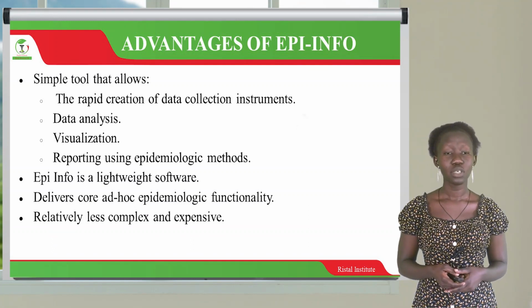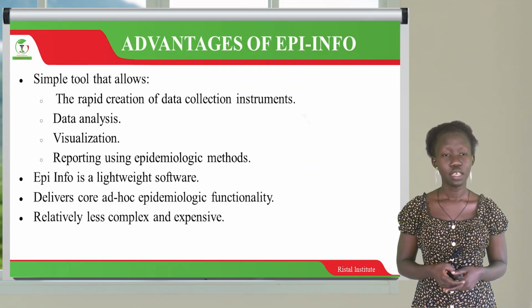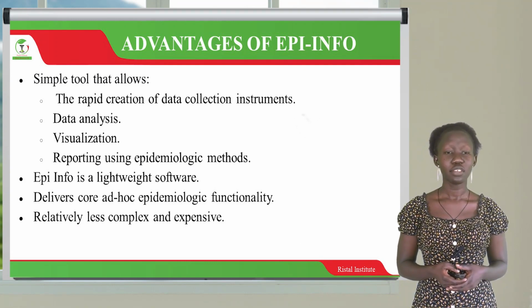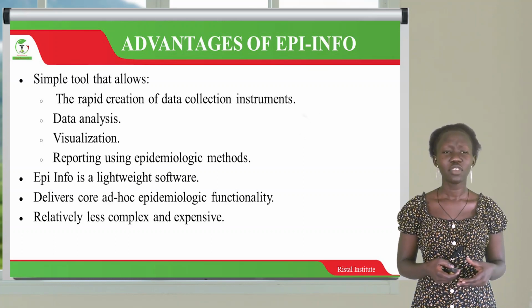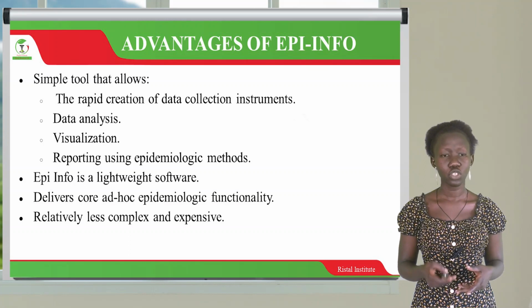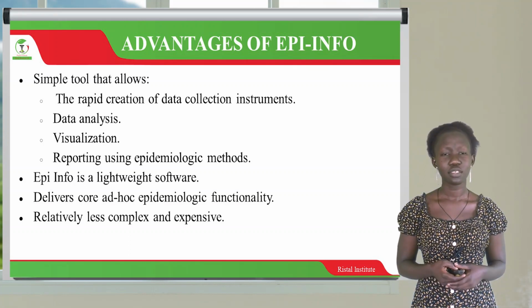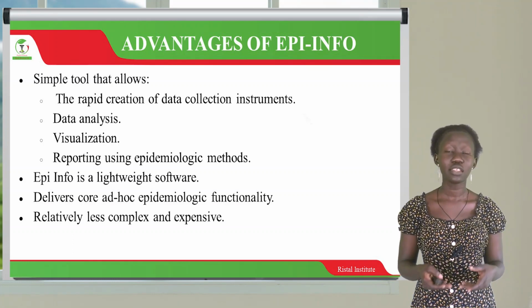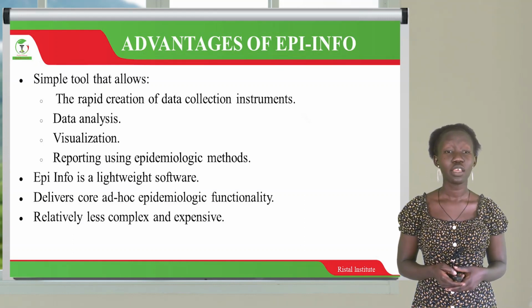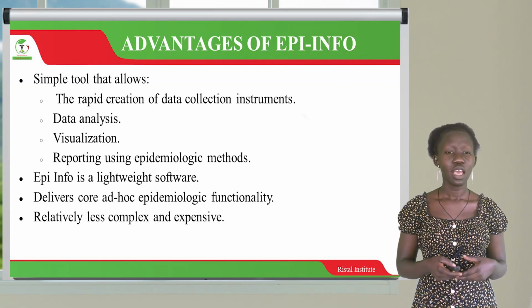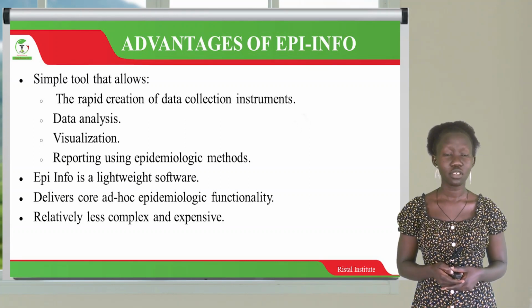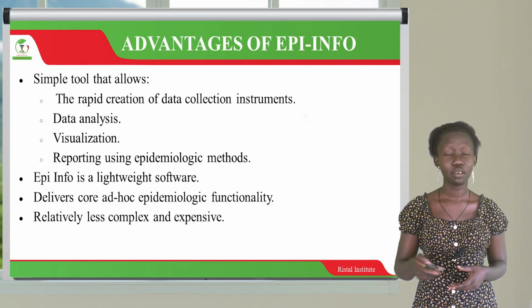For example, allowing the rapid creation of data collection instruments, data analysis, visualization, and reporting using epidemiologic methods. And also Epi Info is a very lightweight software that delivers core ad hoc epidemiologic functionality. It is relatively less complex and expensive because you can access it from the internet, you can download it, and you start entering your data and creating questionnaires, doing data analysis, and also reporting. So that's how good Epi Info is. It has made work so easy for researchers that carry out public health research.